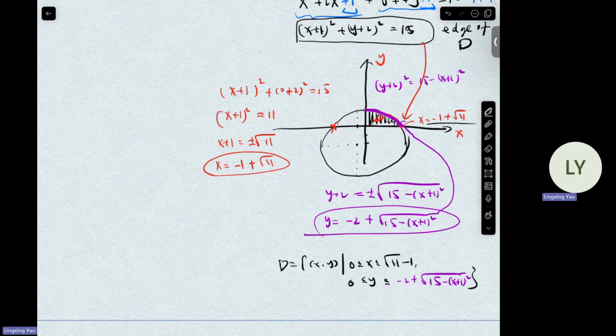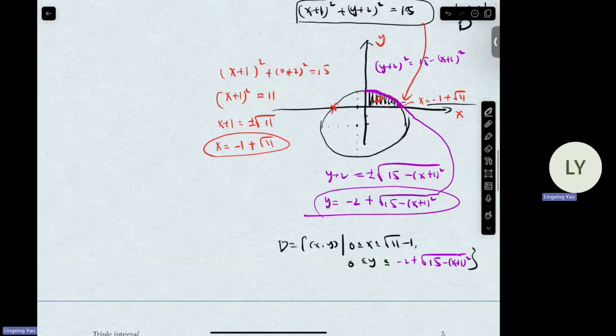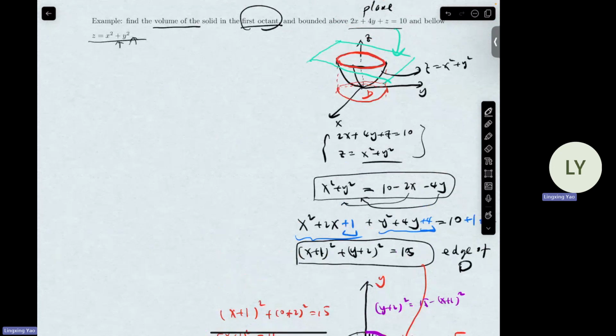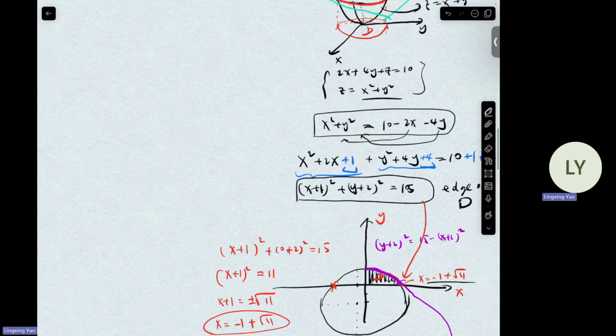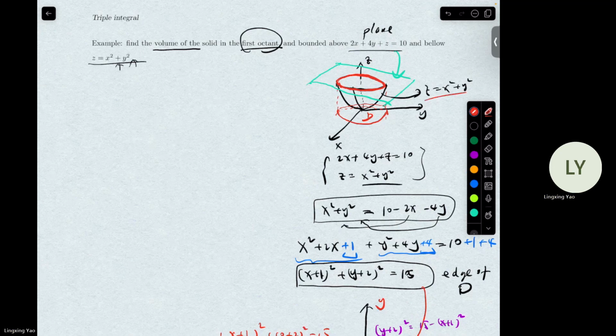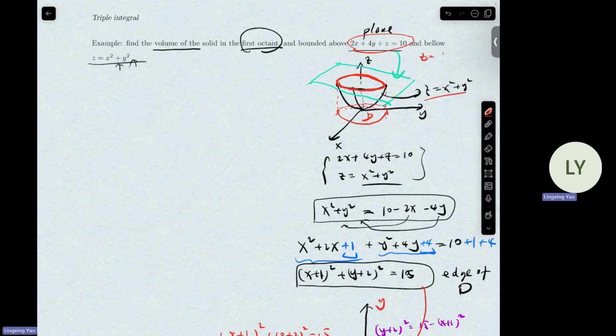All right. So now with this D determined, the projection for volume determined, it's relatively easy to determine the bounds for the Z variable. Why is that? You think of it. You pick a point, for example, all the way here, and then you shoot a laser up, and then the lower bound will be this Z. Z equals x squared plus y squared, and the upper bound will come from this plane. Remember, for this plane, we have Z equals 10 minus 2x minus 4y. So the triple integral, we need to set up the volume.